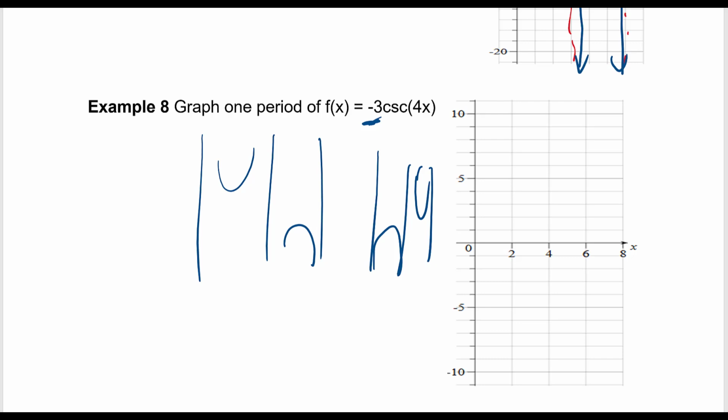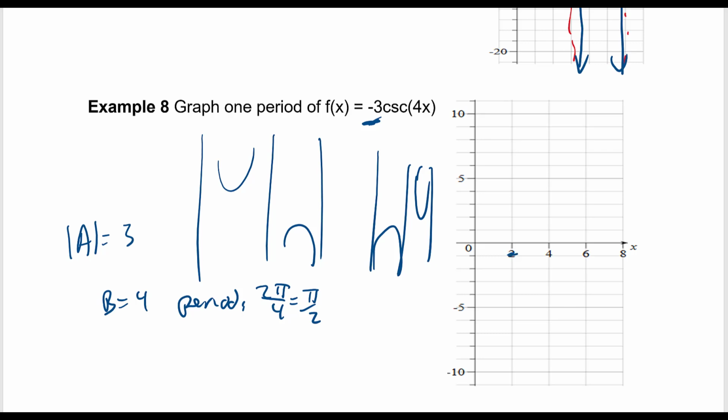Okay, so our absolute value of A is 3. Our B is 4, so our period is going to be 2 pi over 4 or pi over 2. Well, that's a small period. And I wasn't really sure what to do about scaling this one when I made the graph. So I just kind of made it what I have.